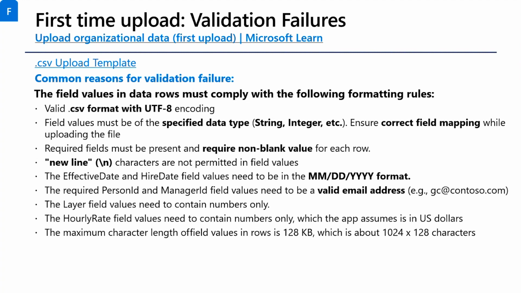Want to just highlight some potential common reasons for validation failures. So the first is the file format. Make sure it's a CSV file with UTF-8. A couple of others that I highlight here that I've seen before. Effective date and hire date, make sure the values are in this date format so that they can be read in the system. The person ID and manager ID fields, they need to be valid email addresses here. So that's another common cause that we see here.